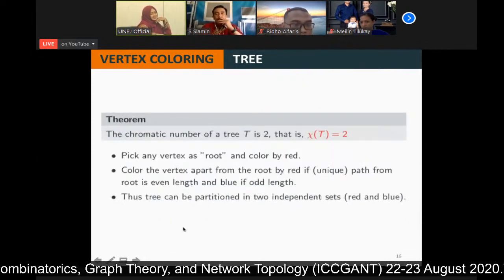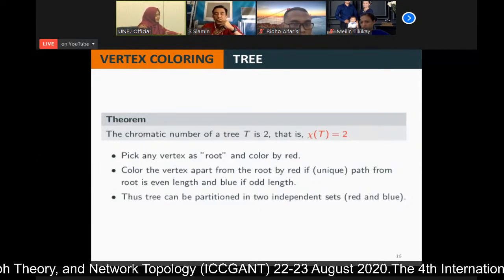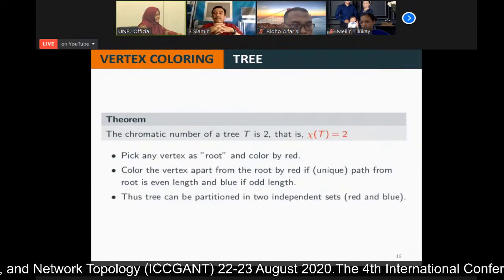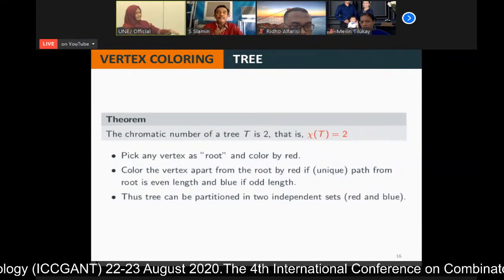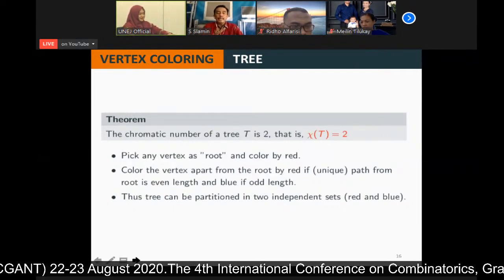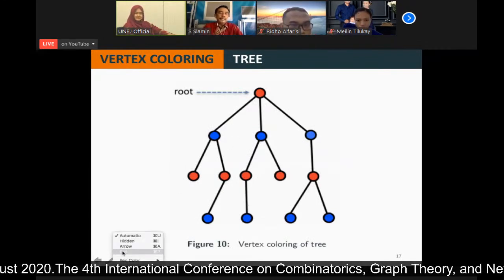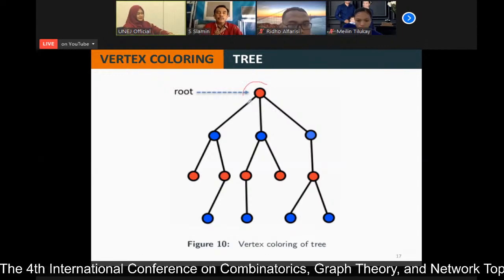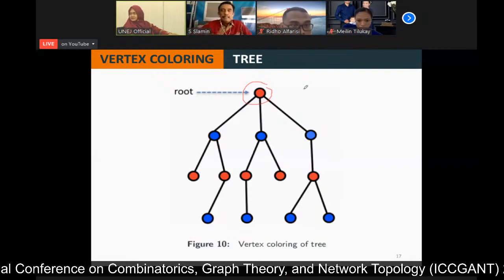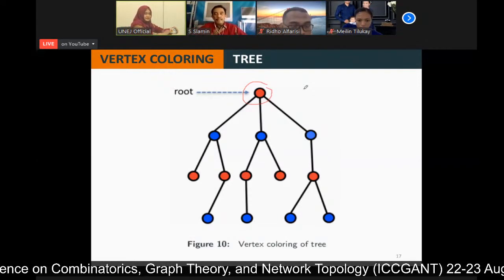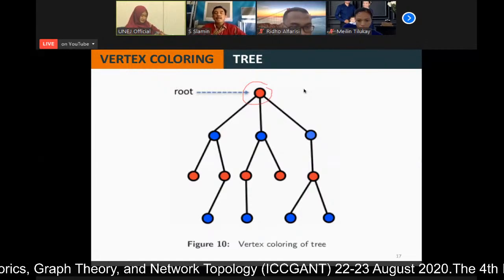Okay, tree. Because a tree can be drawn as a bipartite graph, the chromatic number of a tree is equal to 2. The way we color the vertices of a tree is as follows. We can consider one vertex as a root, and then we can draw the tree layer by layer, I mean level by level, according to the distance of vertices to the root.